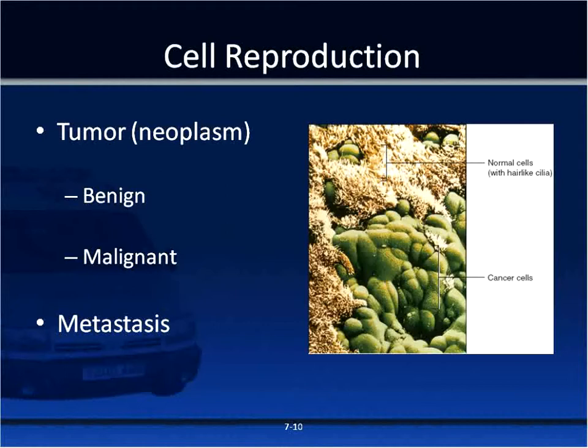Metastasis is a word used to describe the spread of cancerous cells from their site of origin to sites elsewhere in the body. You often hear people say their cancer metastasized from one spot in the lung to all over the lung, or both lungs.